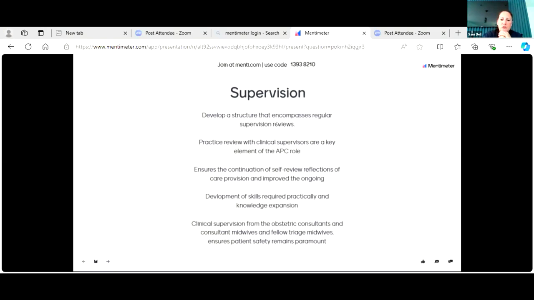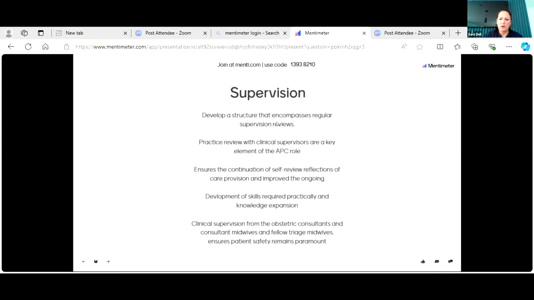Practice reviews with the clinical supervisor is a key element of the ACP role. Ensure the continuation of self-review reflections, because I think it's really important to self-review what you're doing. That also keeps you in line in terms of re-reviewing your job description. What are you doing within that? Have you gone above your scope because you've done some more training? Do you need to put new things into your job description to keep yourself covered in terms of what you're doing? This all comes in within that supervision.